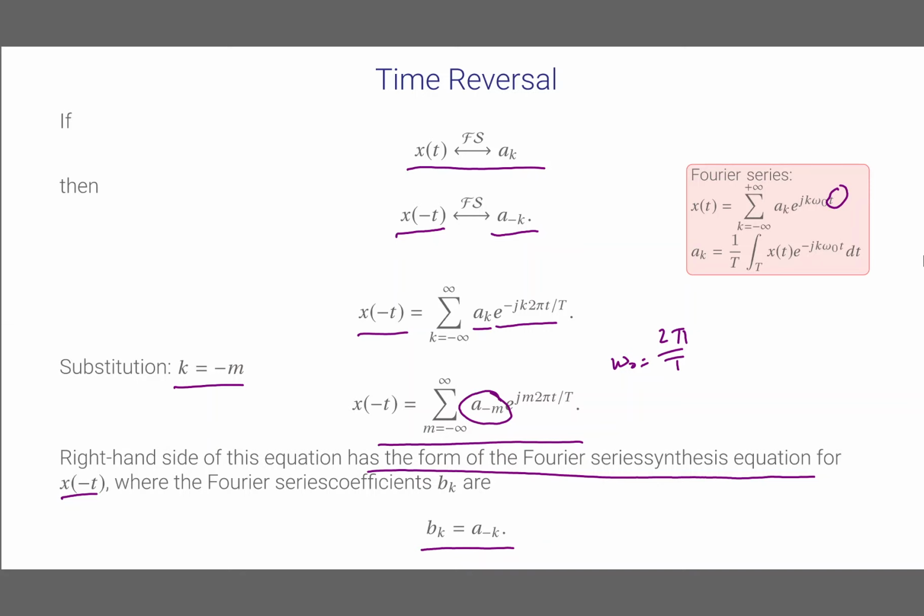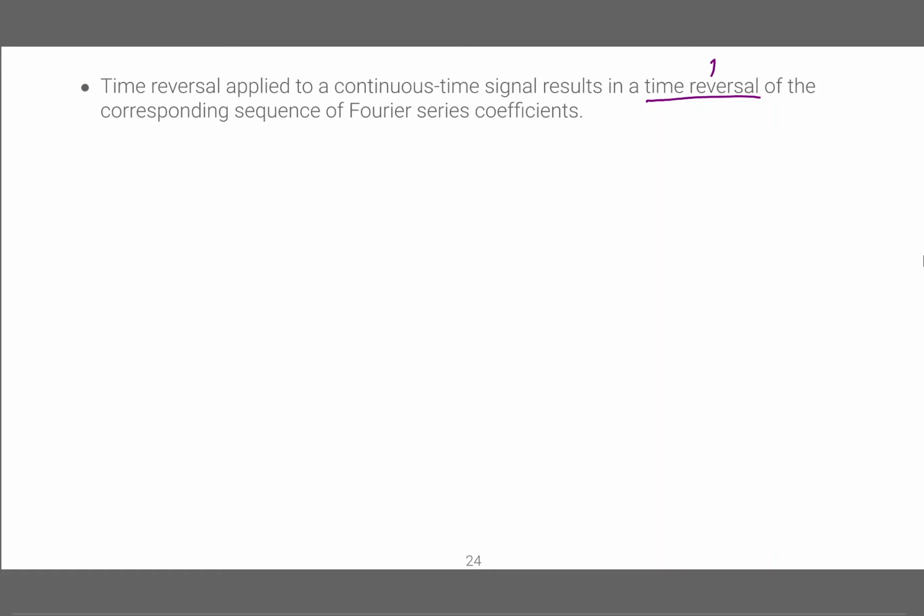Okay. Time reversal applied to a continuous time signal results in the time reversal, actually reversal in k, of the corresponding sequence of Fourier series coefficients.